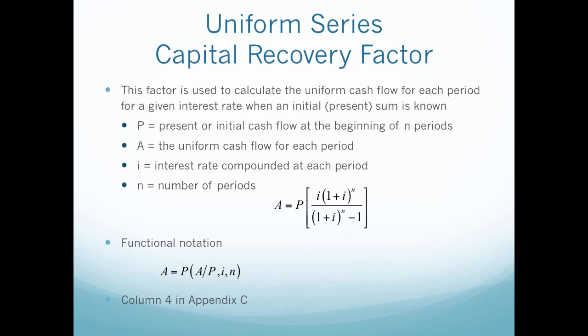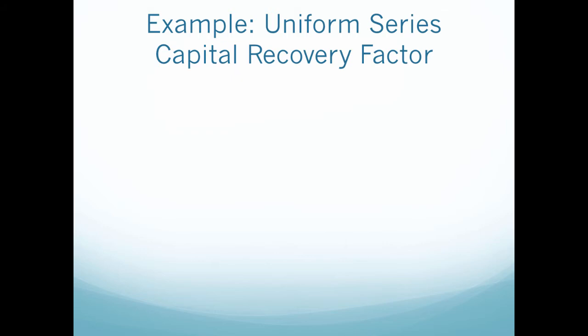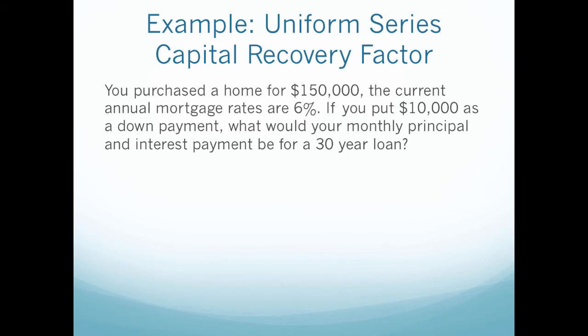So all of these examples then are getting pretty similar. You guys are probably getting pretty good at it, and it's probably becoming more intuitive to solve them, but these problems will be very useful in your lives. Okay, so let's look at an example with our capital recovery factor. So you purchased a home for $150,000. The current annual mortgage rates are 6%. If you put $10,000 down as a down payment, what would your monthly principal and interest payment be for a 30-year loan? So this is something that, in my opinion, is extremely useful to be able to calculate yourself rather than having to call some loan officer. So let's go through these calculations.